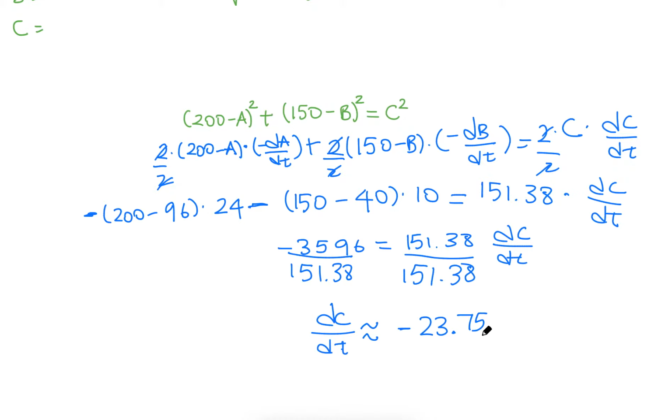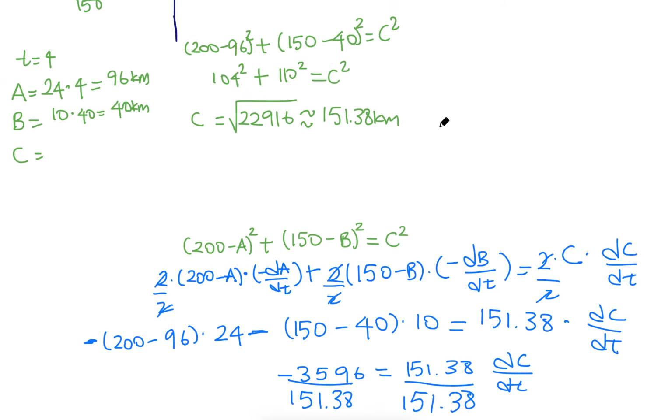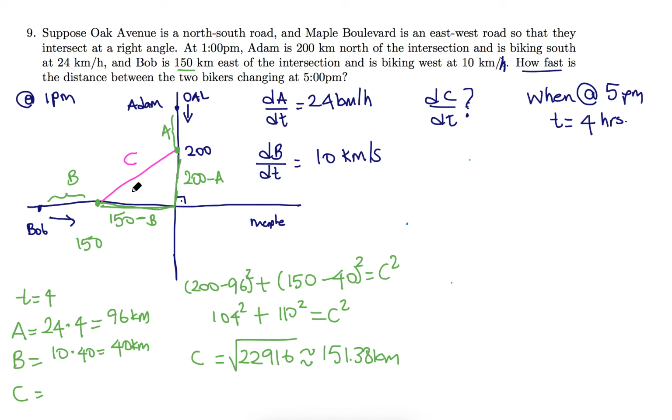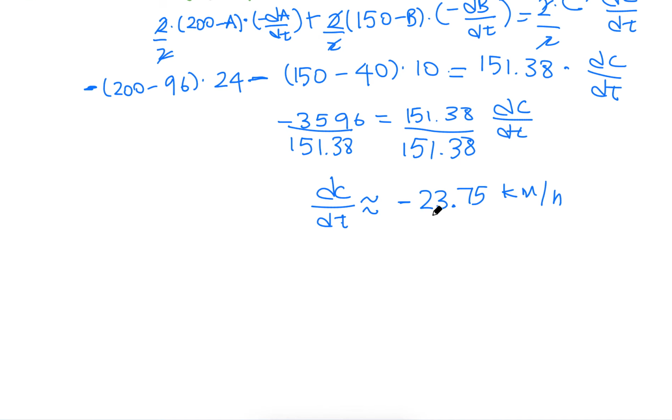Okay, and the units for this is kilometers per hour. Again, we found dC over dt, the derivative of C, to be a negative number. That is because A and B are moving towards the intersection, and the distance between them is getting smaller and smaller in time. That's why the derivative of C here is negative.